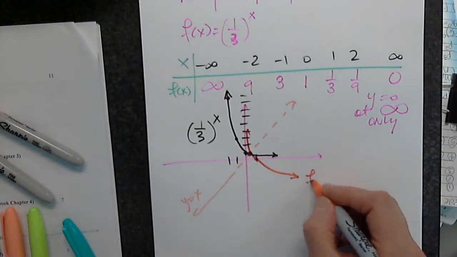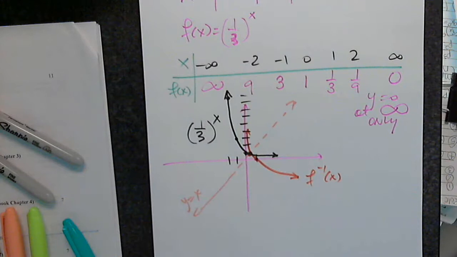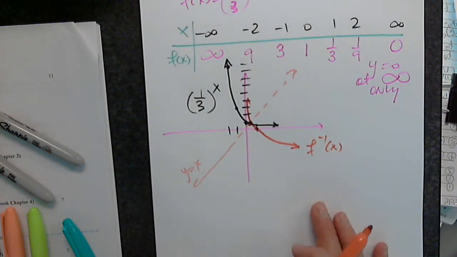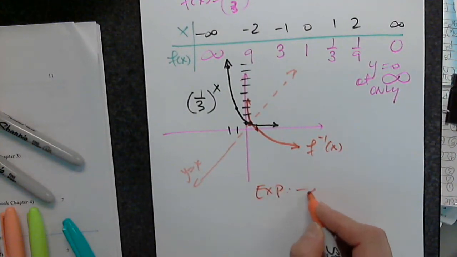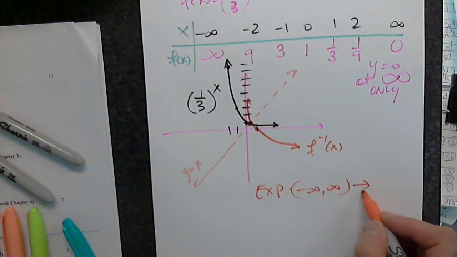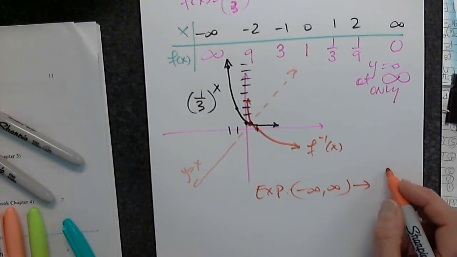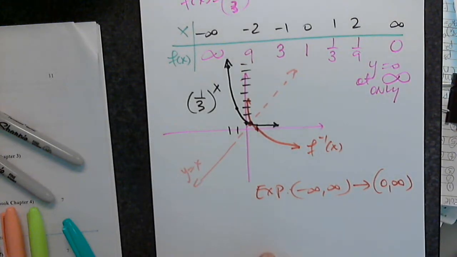So this is the inverse function. It's decreasing like the original function. Is it a friendly function, the inverse? No. It has a vertical asymptote at 0, and it does not exist for a negative value. So, again, the same idea: the exponential function is defined everywhere, but its range is 0 to infinity.